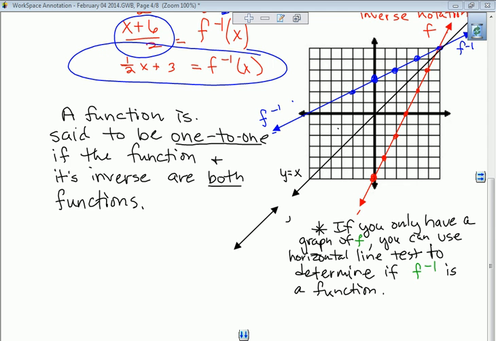Now, are all linear functions one-to-one? No. You're right. There is an exception. What's the exception? Horizontal line. The horizontal line is the only linear function that is not one-to-one. The other line that is not is obviously the vertical line, because the vertical line itself is not a function, right?